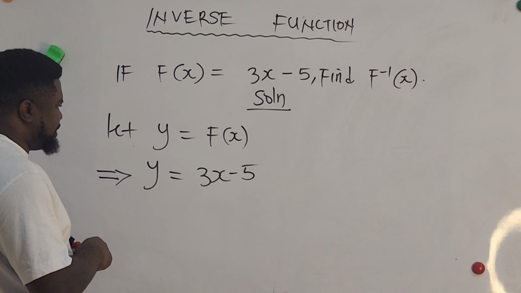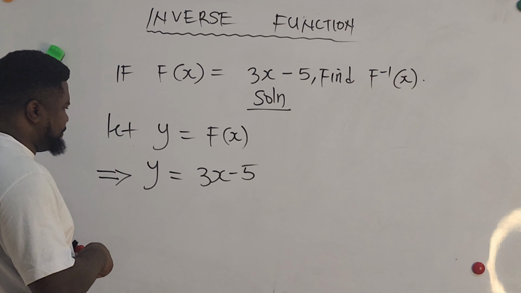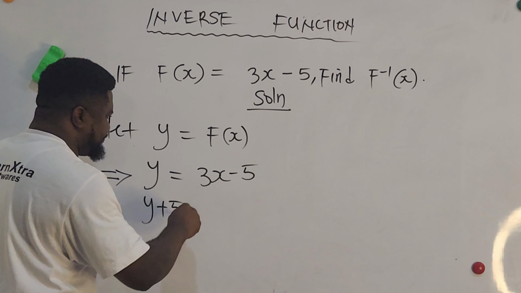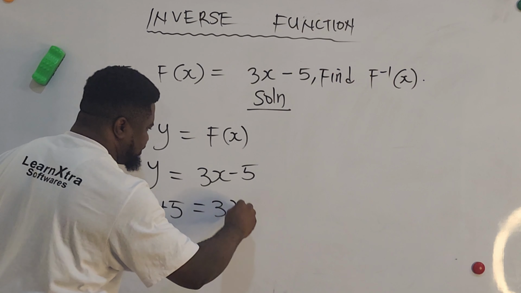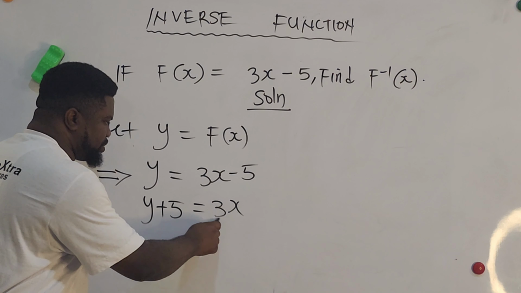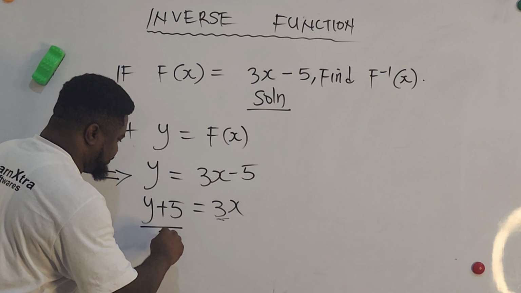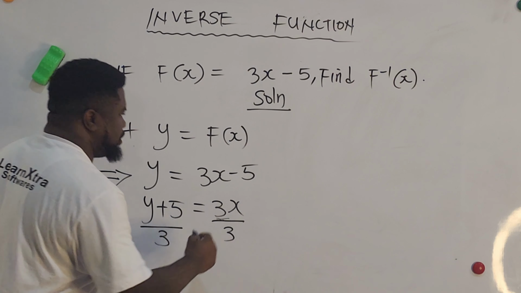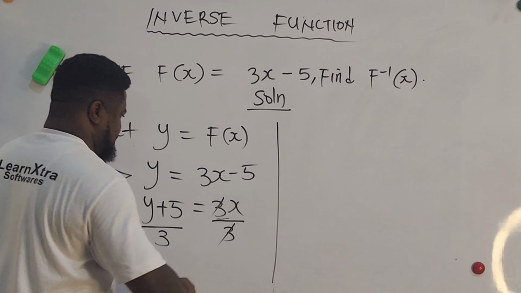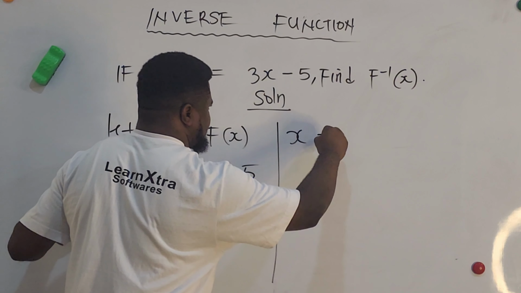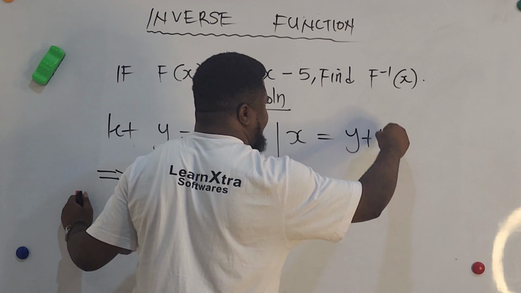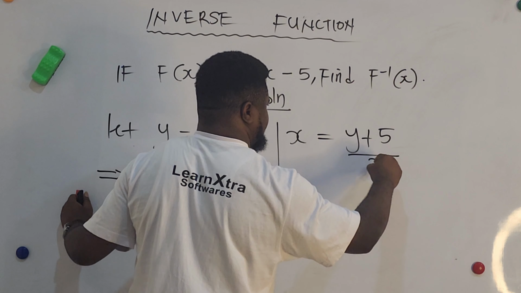That will be y coming over plus 5 is equal to 3x. Divide both sides by the coefficient of x, which is 3. I will have, this means that x is equal to y plus 5 all over 3.